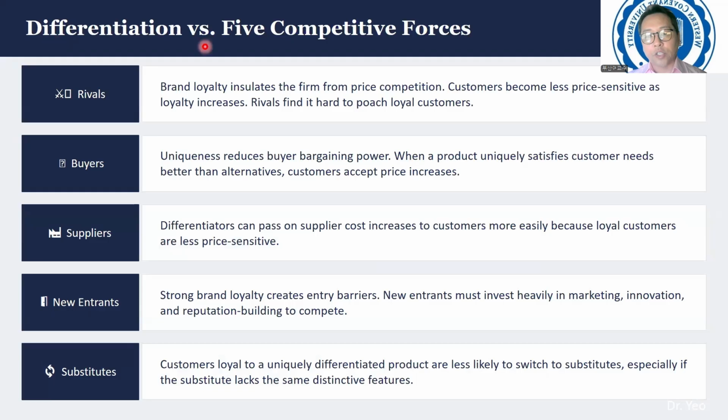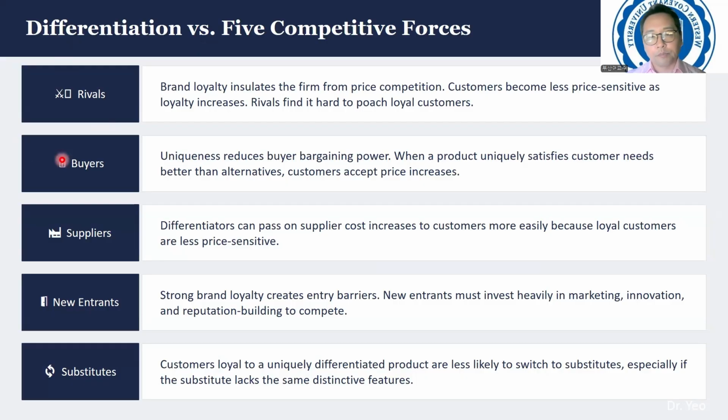How does differentiation work against the 5 competitive forces? Against the rivals, brand loyalty is the differentiator's best weapon. When customers genuinely love a brand, think Apple fans, Harley-Davidson's riders, Lego enthusiasts, competitors find it very hard to lure them away with price cuts. Loyal customers are less price sensitive and will stay even when a rival offers something cheaper.